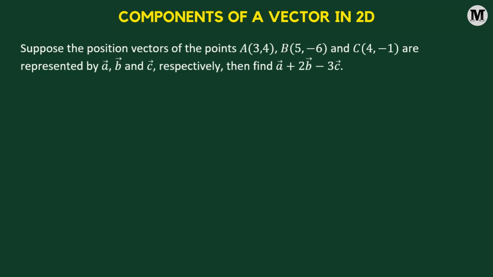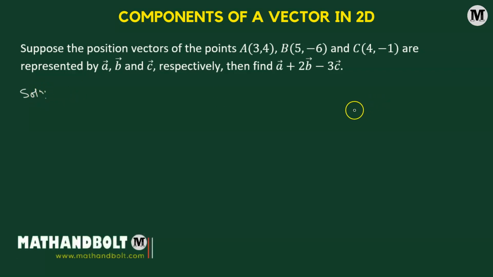So here we have the position vectors of the points A, B and C given to us as A vector, B vector, C vector. We need to find out the value of A vector plus 2B vector minus 3C vector. Let us begin. So here, let's try to understand it graphically first.